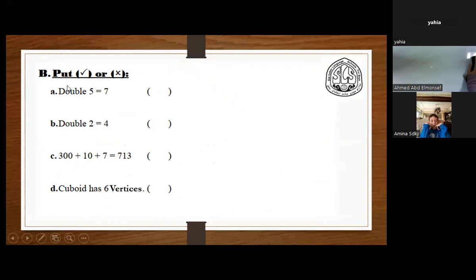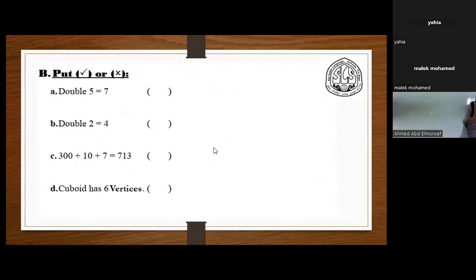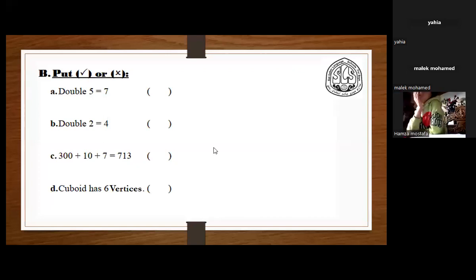Okay, here I want both right or wrong. Okay, I want Sara Shem, what's your name? Unmute yourself. What's your name? Omar. Omar Hisham.